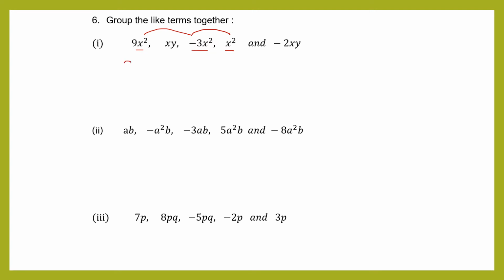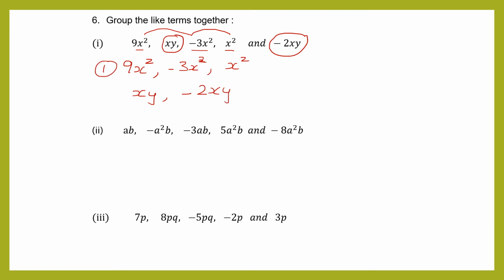So let's write that down. 9x squared, minus 3x squared and x squared are like terms because they all have the same letter. Can you see? They all have x raised to the power of 2. Now what about the next one? xy and minus 2xy are another group of like terms. So there are two sets of like terms. This is the first set and this is the second set of like terms.